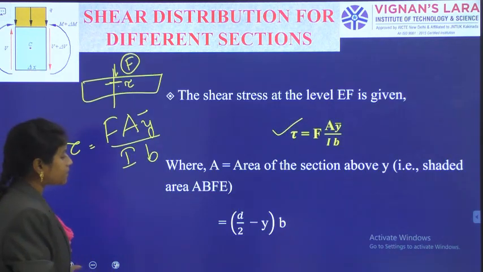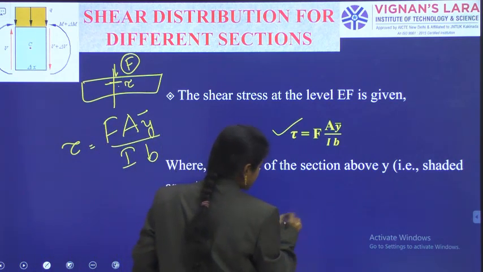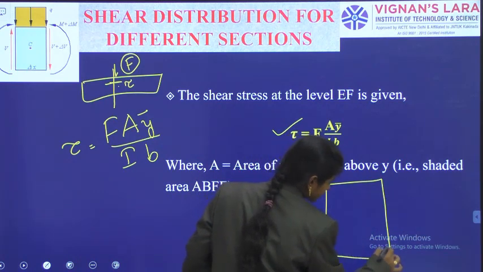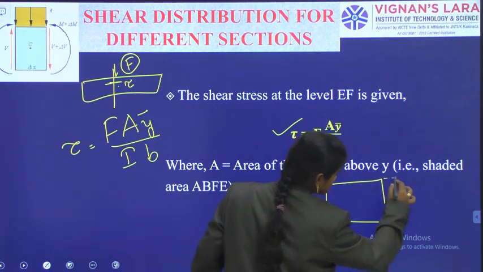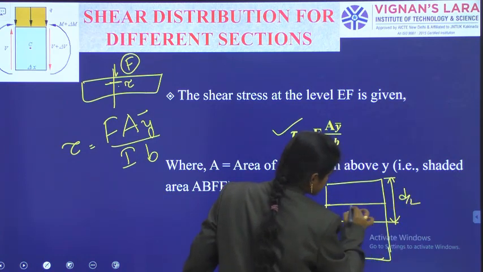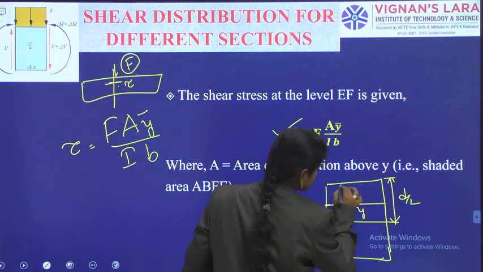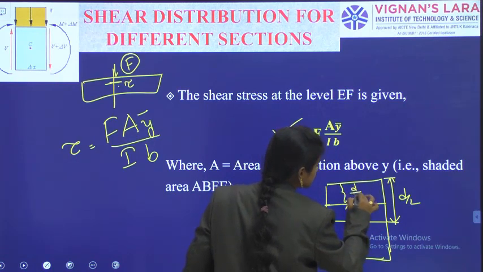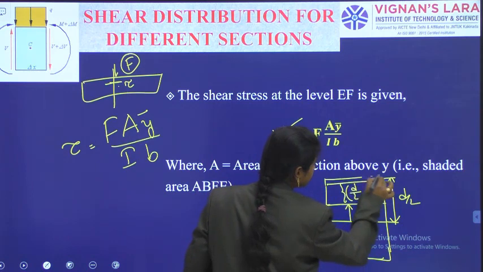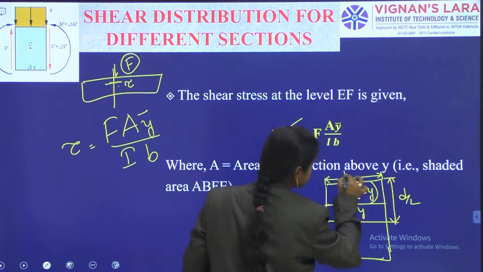Now the area of the particular portion is, as we have already got, the remaining portion as D by 2 minus y. This one is D by 2 and this portion we left as y. So this remaining portion is D by 2 minus y, and this is multiplied with the width of the beam, that one is B.